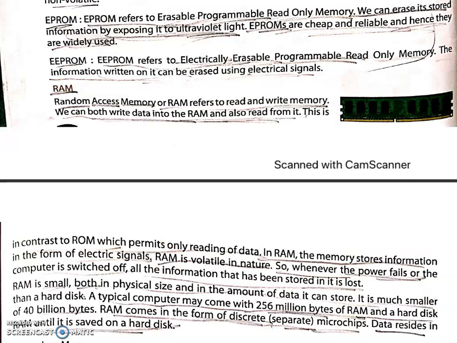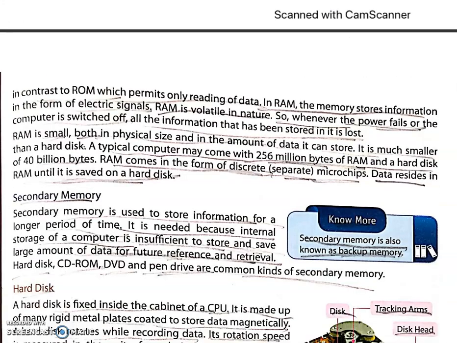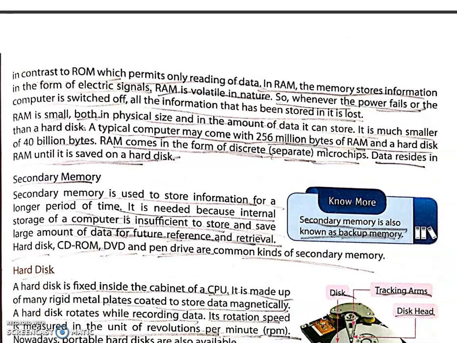RAM refers to read and write memory. We can both write data into RAM and also read from it. This is in contrast to ROM, which permits only reading of data. So in ROM you can only read the data, in RAM you can read data and also write it, so it means you can even edit the data.